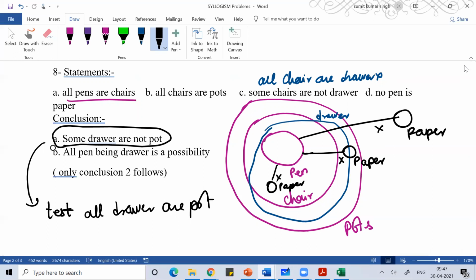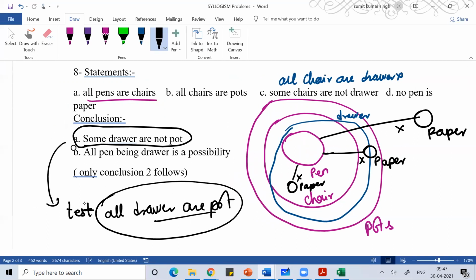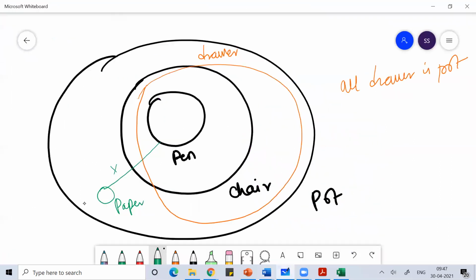Whenever you have to prove or disprove a "some not", you can't do it directly. You have to do it indirectly. So if I have to prove or disprove that some drawers are not pot, I will test whether all drawers are pot is true or not. So for that I drew the diagram, and in this diagram all drawers are inside pot.